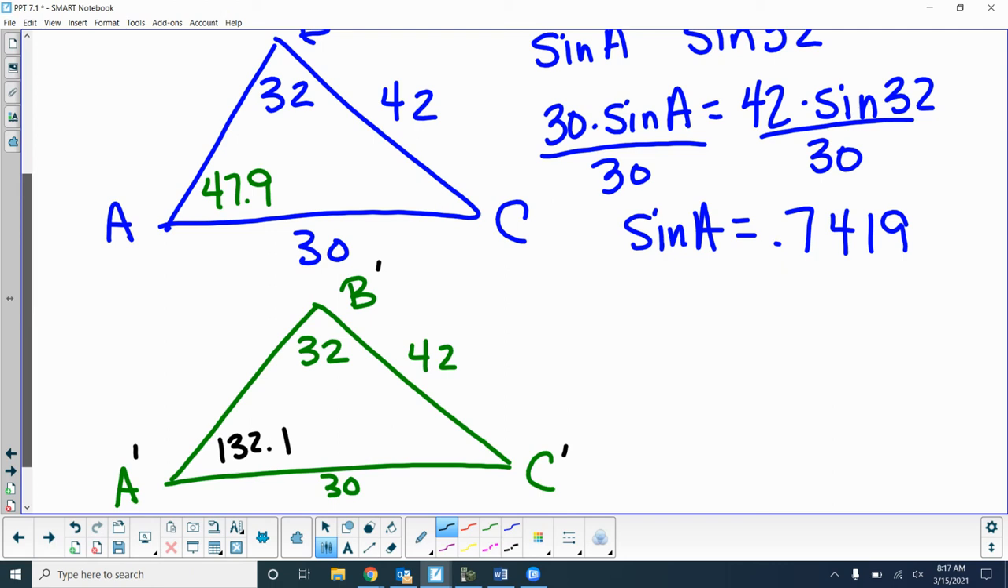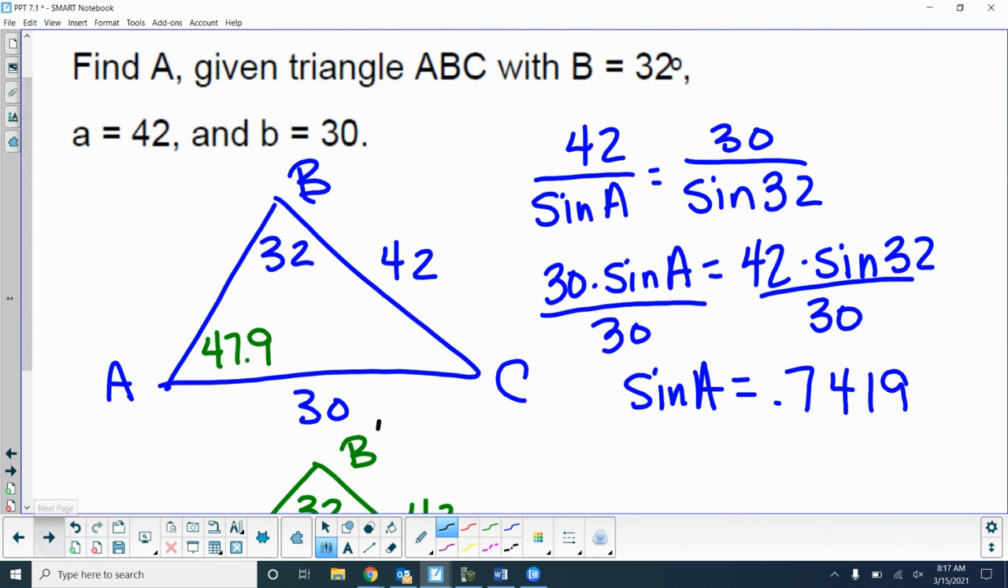Add the two angles, subtract from 180 to get it for both of them, and then set up what you had first: 30 over sine of 32, equals C over sine of whatever angle C is, to finish up. Okay? Questions? All right. One more example.